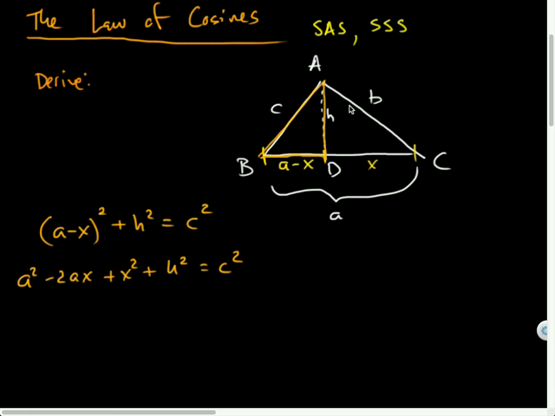Now, what if I do the Pythagorean theorem for this right triangle? It's a right triangle that is on the right side of this. So for this right triangle, what would the Pythagorean theorem tell us?